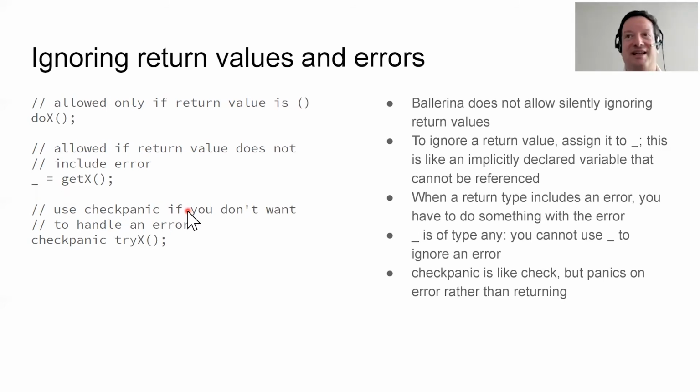And if you really don't want to, we don't allow, if this returns an error, we don't allow you to ignore the error. If you really, really want to ignore the error, because although this function says it can return an error, for some reason you know that it can't, you can use this really ugly keyword, check panic. And it's intentionally ugly because if you're doing this, there's probably something seriously wrong with your code.